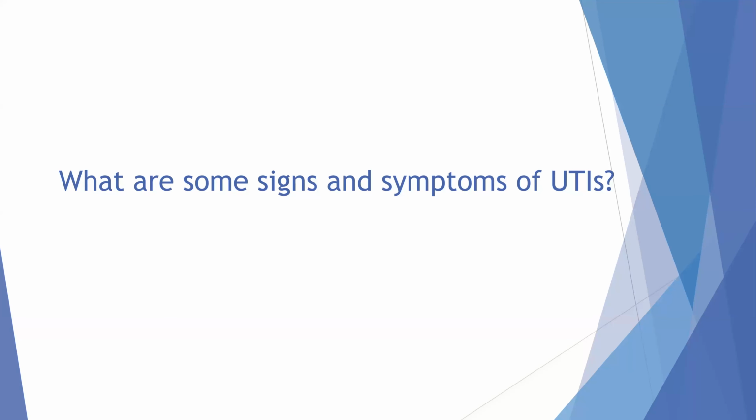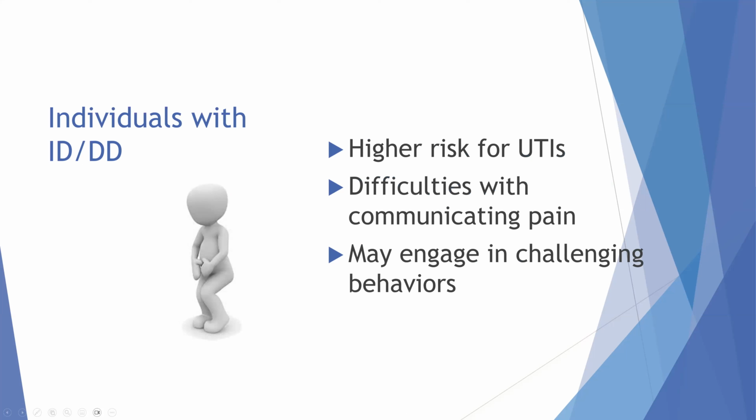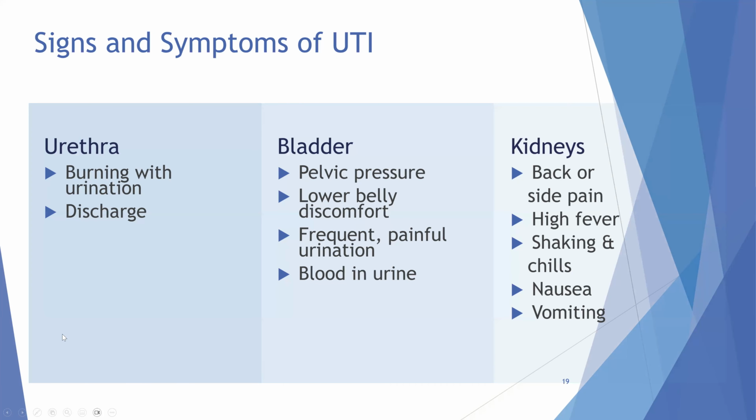And UTIs don't always cause symptoms, but when they do, it could be a variety. It might be a strong urge to urinate that doesn't go away, a burning feeling when urinating, having to urinate often, passing small amounts of urine. Urine that looks cloudy or is very strong smelling can also be another sign. If there's any red, bright pink, or cola colored tint to the urine, these can all be signs of blood in the urine. So that's also a red flag.